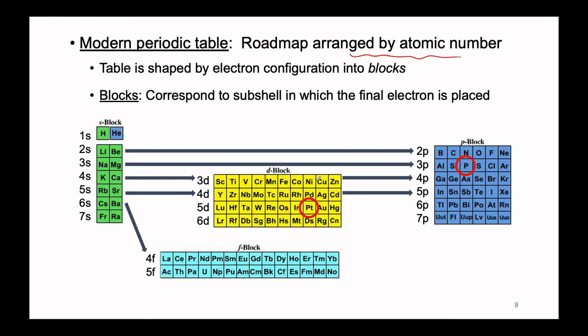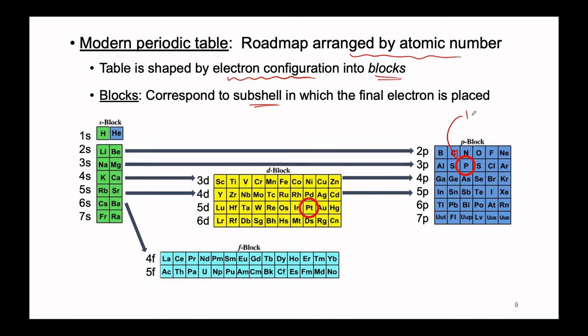Now, if you've ever wondered why the periodic table is shaped the way that it is, why it seems so chunky, why it's not just a nice even list, it's because the table is shaped by the electron configurations of the atoms themselves. Each of the chunks of the periodic table we refer to as a block. And these blocks specifically correspond to the subshell in which your final electron is placed. For example, phosphorus, which on the periodic table is right here, we just wrote out its electron configuration.